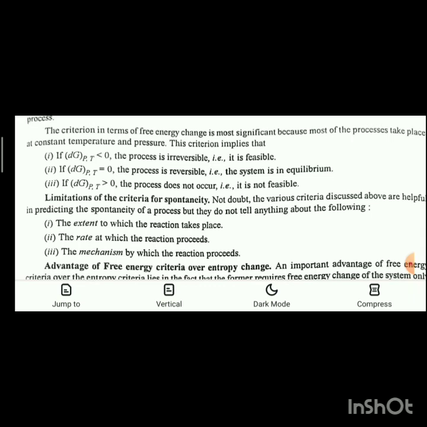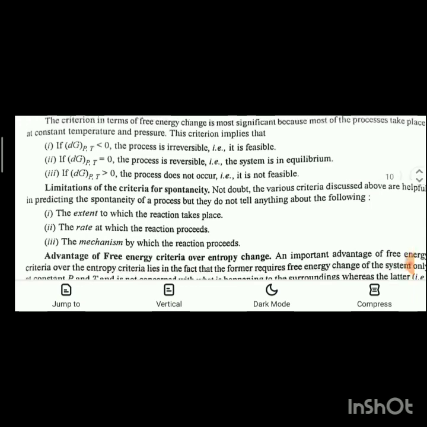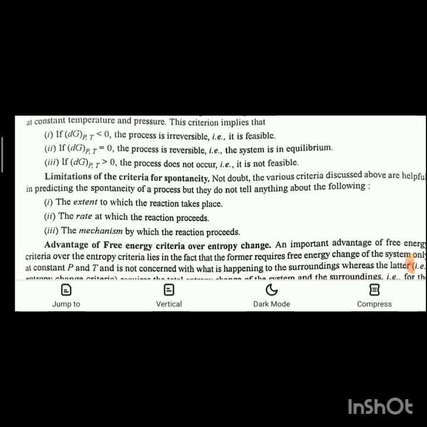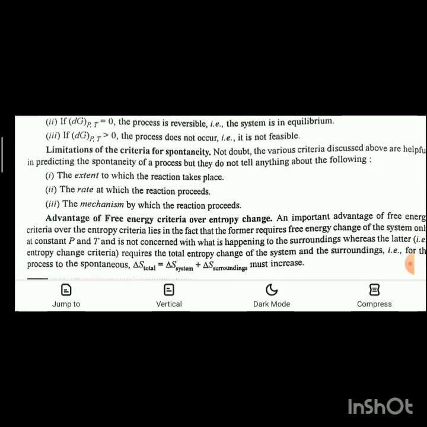The criteria in terms of free energy change is most significant because most of the processes take place at constant temperature and pressure. This criteria implies that if dG at P,T is smaller than 0, the process is irreversible, that is, it is feasible. If dG at constant pressure and temperature equals 0, the process is reversible and the system is in equilibrium. If dG at constant pressure and temperature is greater than 0, the process does not occur, it is not feasible.